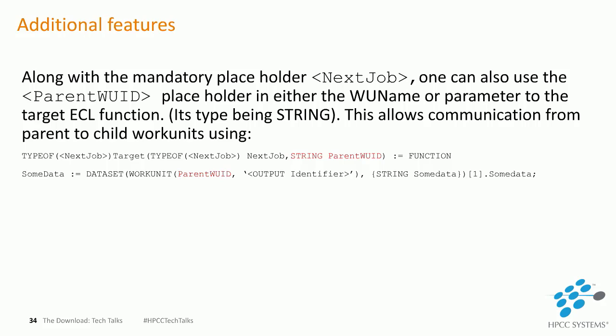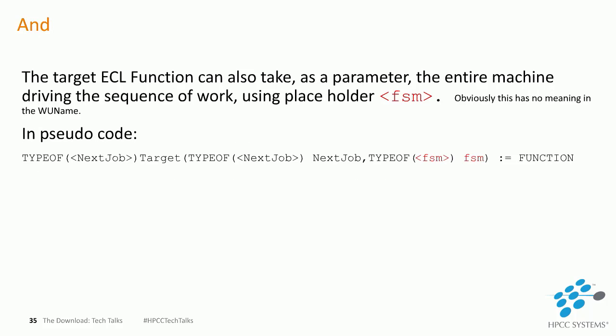So you've got some additional features. Apart from the next job placeholder, you can actually pass a function a placeholder. You can put a placeholder parameter into your function of parent work unit ID, and that will get replaced by the work unit ID of a parent of this current work unit, and this allows information to be transferred, or communication to occur, from the parent work unit to the child work unit. In fact, I'll show a demo where I actually use parent work unit ID.